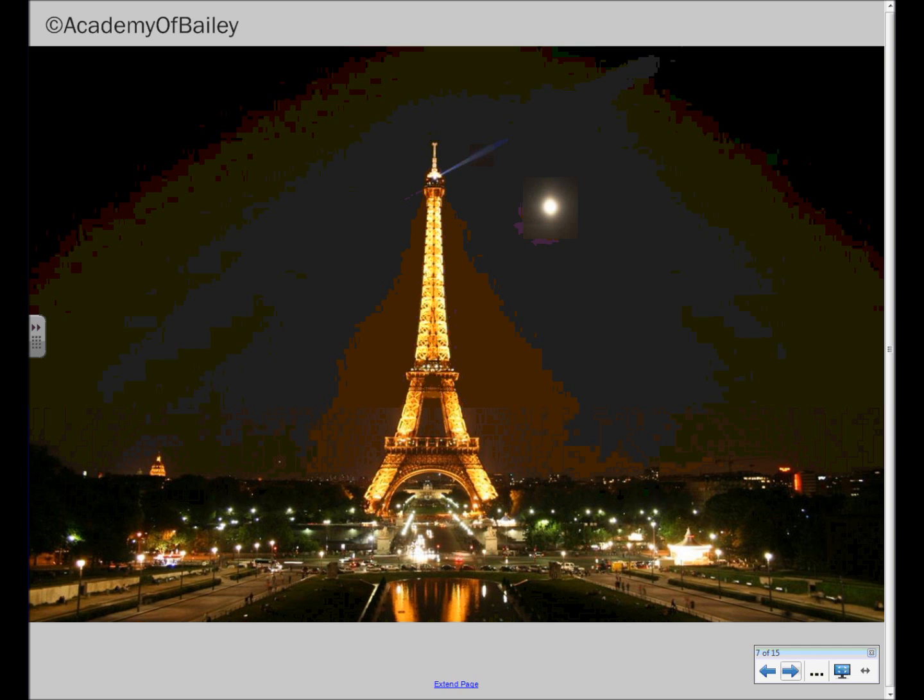So, that would be the Eiffel Tower in Paris at nighttime. That's what it looks like. It's a nice little view. Looks like you got the moon there.